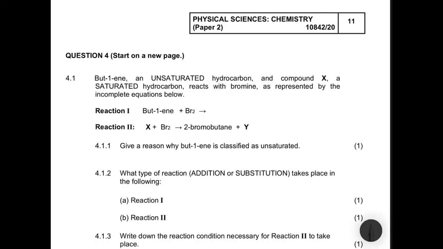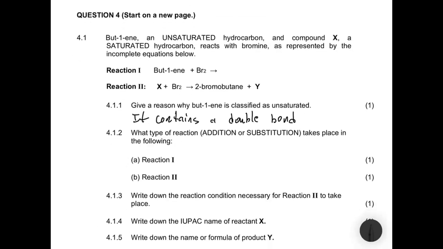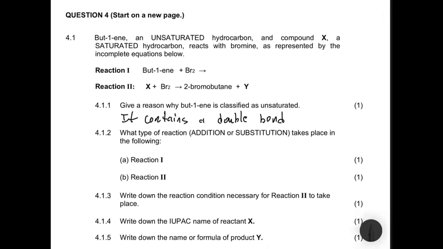If an organic compound has double bonds or triple bonds, then it is unsaturated, right? It can still go under addition reaction. So 4.1.1, it contains a double bond. Now let's move to 4.1.2, which says what type of reaction, addition or substitution, takes place in the following.